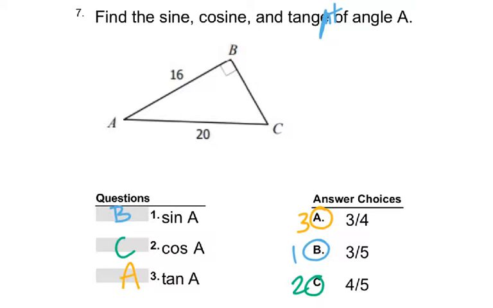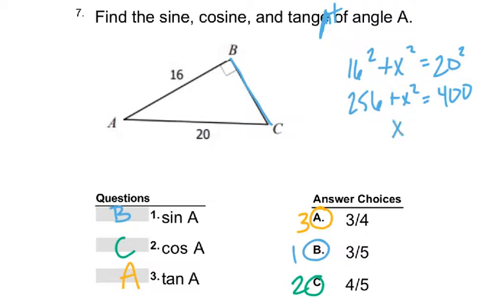So the first thing you need to do is use the Pythagorean theorem to figure out this side over here. So you could set that up 16 squared plus x squared equals 20 squared. So you get 256 plus x squared equals 400. I'm going to subtract 256 over. I get 144. I get that x is 12. So now I know that this side over here is 12.